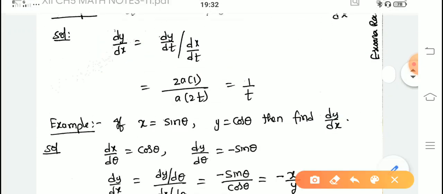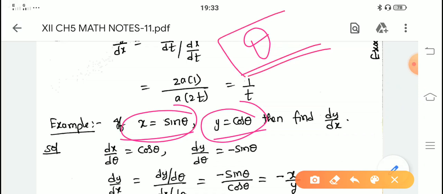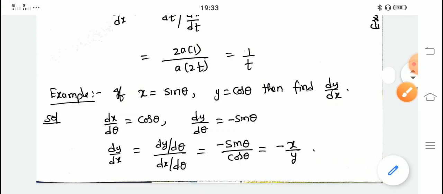Second example, let us see. x is equal to sine theta, y is equal to cos theta. Here theta is the parameter. Now find dy by dx. See, look carefully.